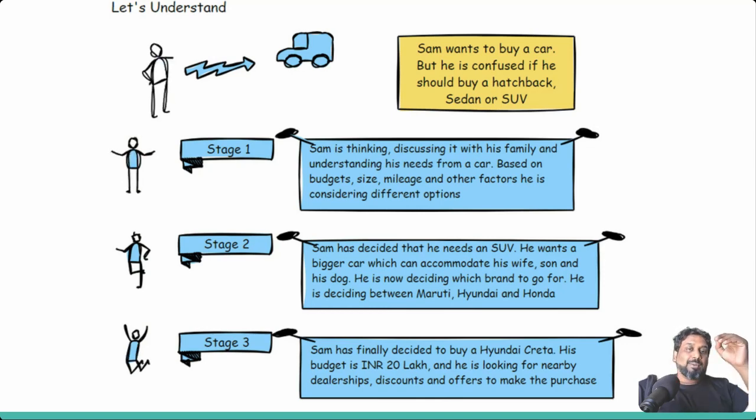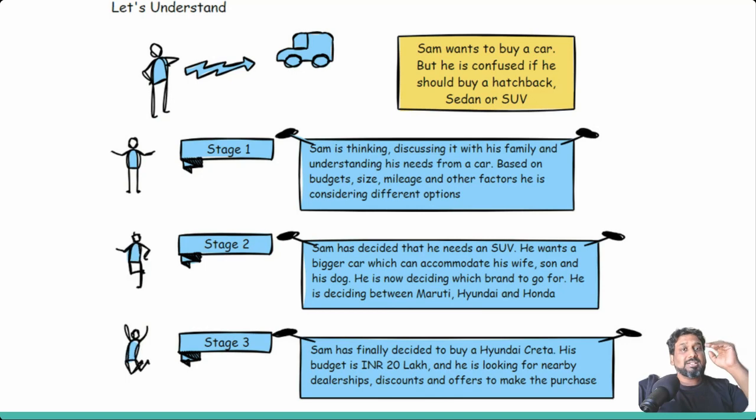Now you see how Sam has transitioned from a low intent to a medium intent audience. That means initially when Sam was in the low intent, Sam did not know what kind of car he wanted. But as and when he started researching on different search engines or asking for different opinions from his friends or family members, he came to a conclusion that an SUV is what would meet his family's as well as his own requirements.